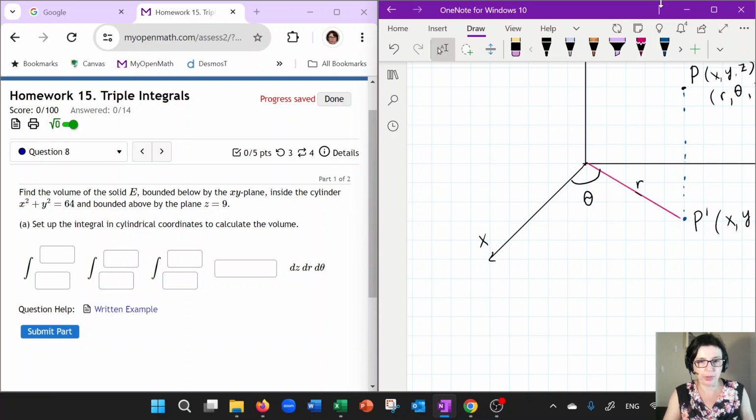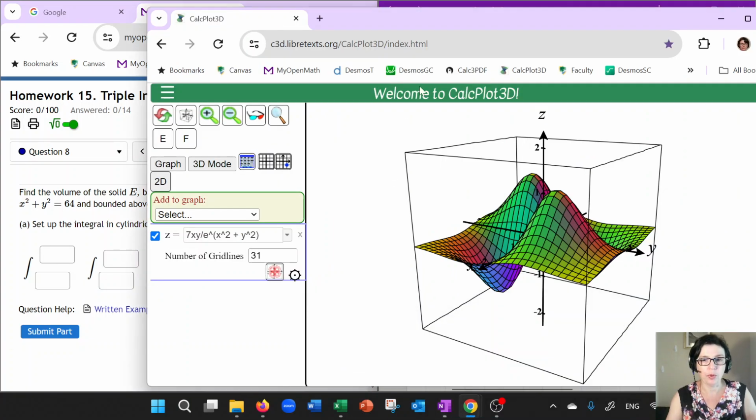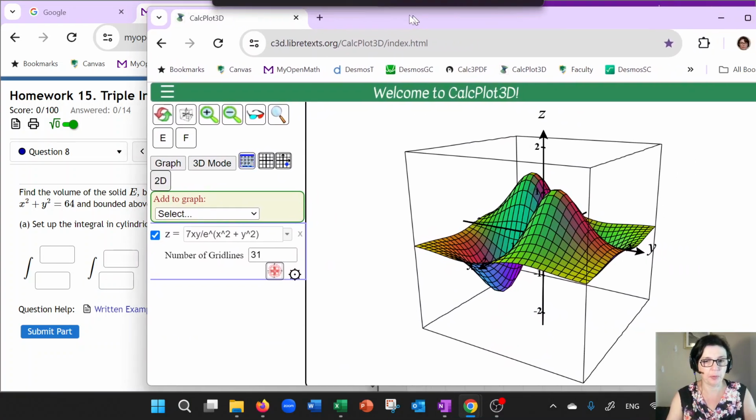Okay, so what are we trying to do here? So what we have here is a solid that is bounded below by the xy plane. And then it's going to be inside the cylinder x squared plus y squared equals 64. And above, it's going to be bounded by z equals 9. Now, I wanted to show you what that's going to look like using CalcPlot3D.